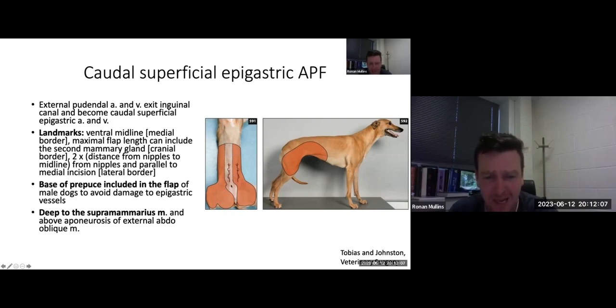And obviously the flap is based in this caudal region here, and it's important in male dogs where you'll have prepuce here that you include the base of the prepuce, otherwise you're at risk of affecting the vascularity to the flap. And in this, just like others we've looked at already, you need to make sure that the deep plane of dissection is all the way down to that aponeurosis of the external abdominal oblique, so deep to the supramammarius muscle. This is quite a versatile flap in that all of the areas in orange is where you can extend this flap.